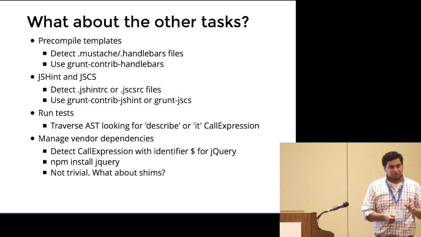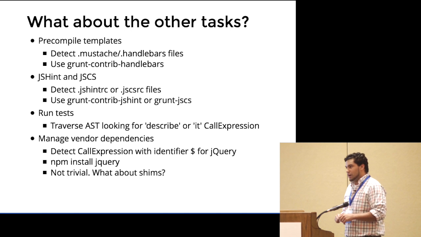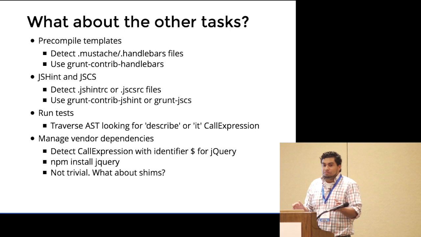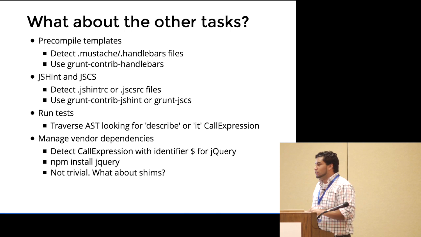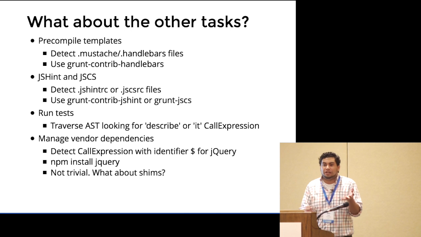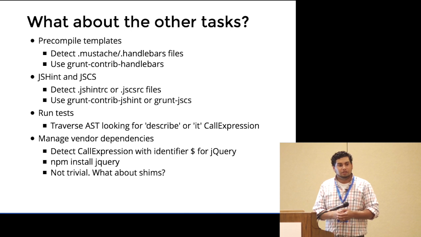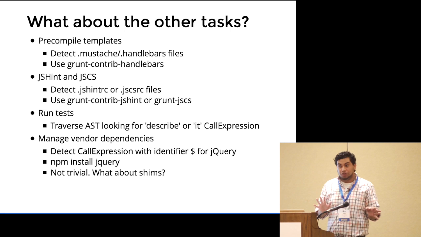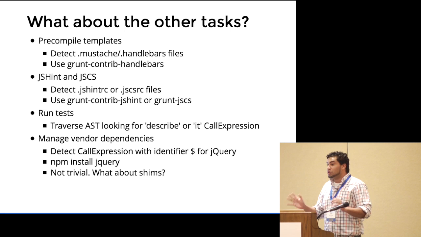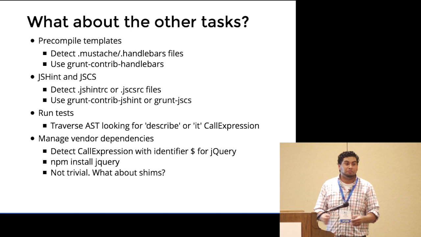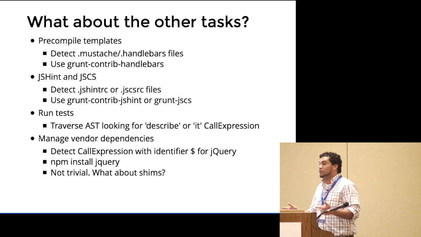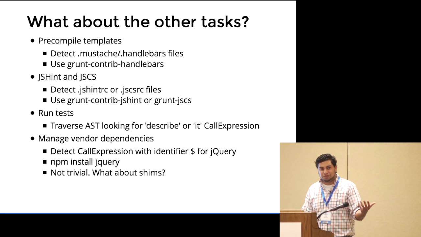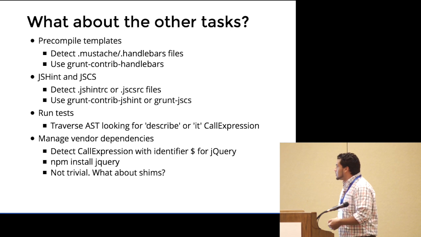Managing vendor dependencies is kind of interesting, and that's where it gets non-trivial. Well, in a simple case, you could just look for an identifier that is a $, or you could look for an identifier that is the word jQuery. That's a good guess that you're using jQuery, and so your tooling should just npm install jQuery. If you have the word Backbone, good idea that you're using Backbone, right? Auto download and configure that, or just download it really.